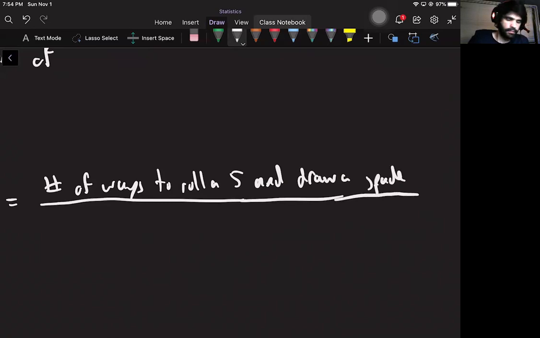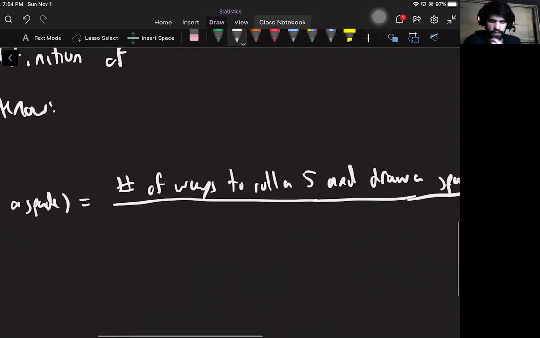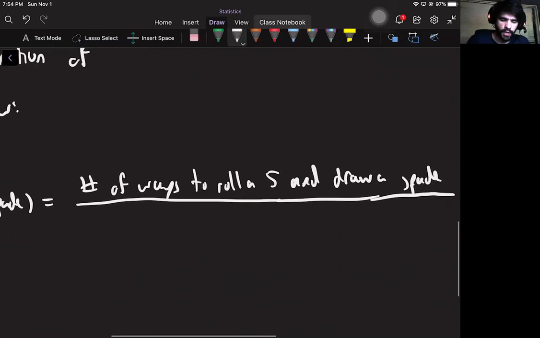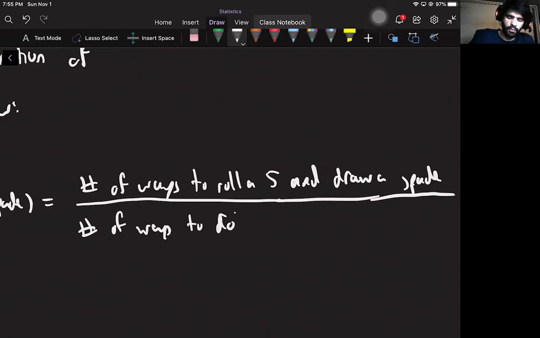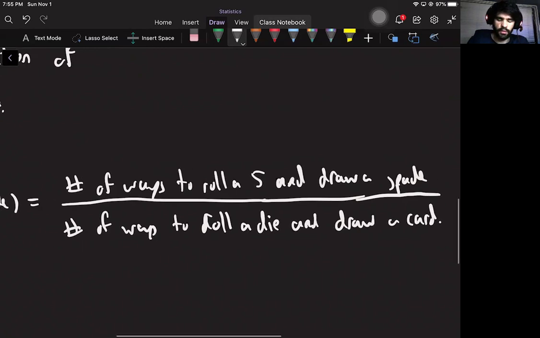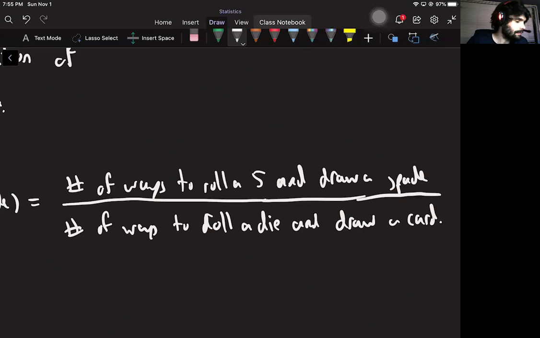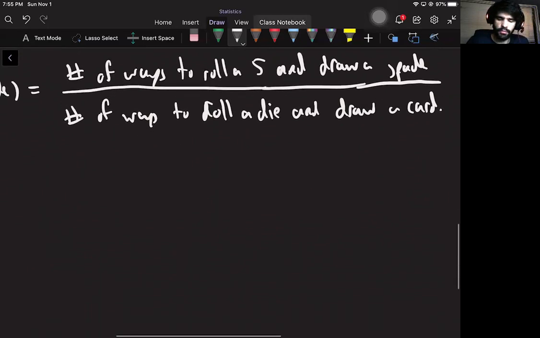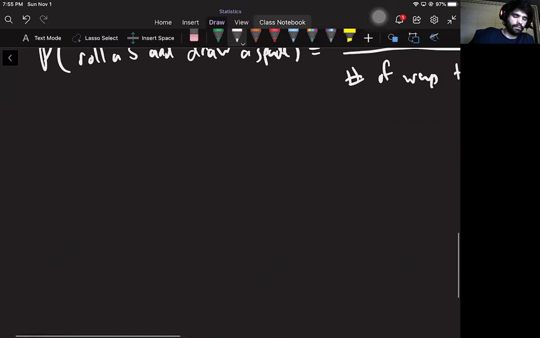And then what would be on the bottom? Well, what can happen in total? Well, it just comes from my 2 actions. So I'm rolling a dice and I'm drawing a card. So the total things that could happen are the number of ways to roll a die and just draw any card. So these are the 2 numbers that'll tell us the probability if I can figure them out. All right, so we've got to learn how to do that. So again, probability is just fancy counting. So how do we count these things?